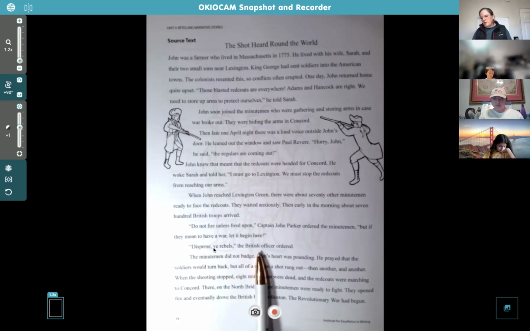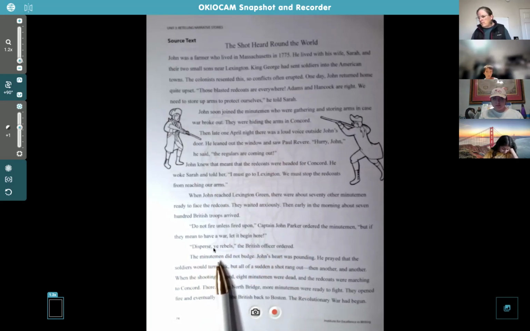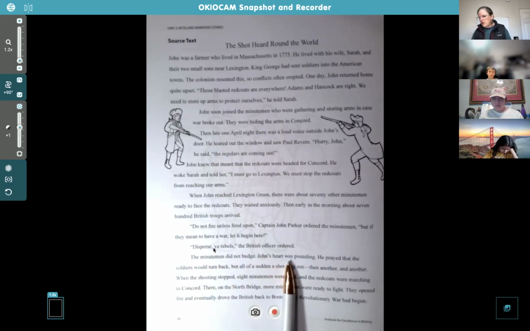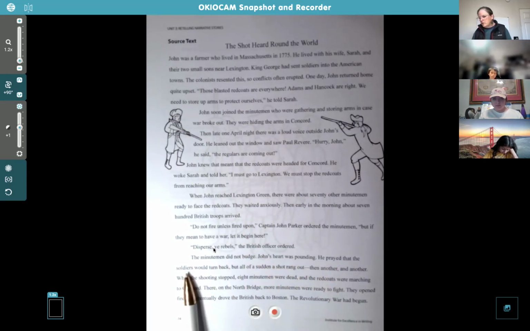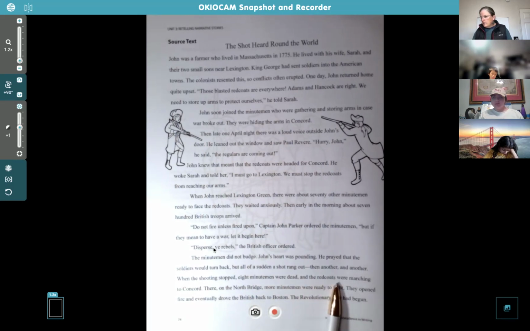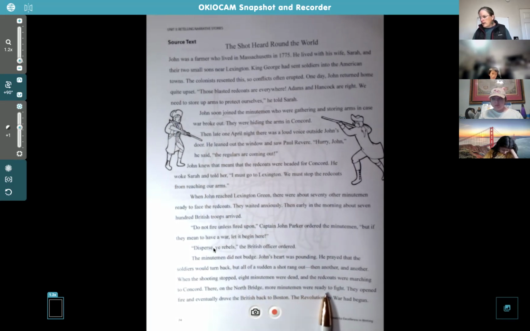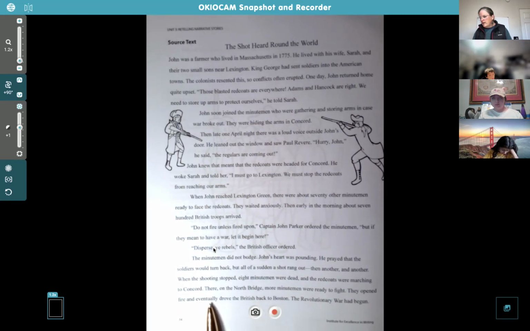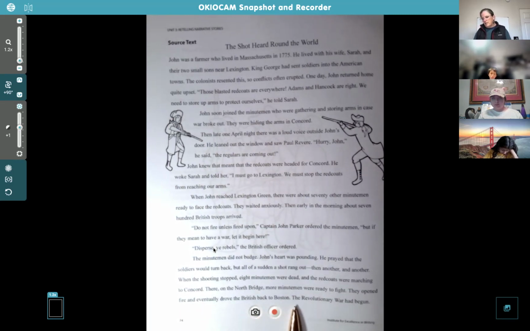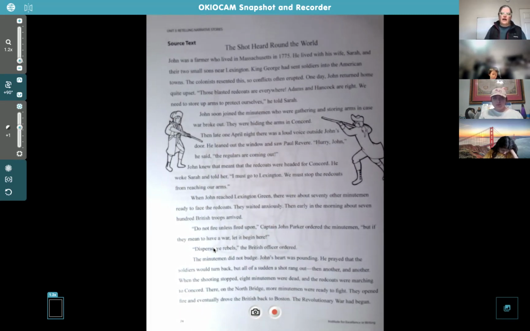"Disperse, ye rebels," the British officer ordered. The Minutemen did not budge. John's heart was pounding. He prayed that the soldiers would turn back, but all of a sudden a shot rang out. Then another and another. When the shooting stopped, 8 Minutemen were dead, and the Redcoats were marching to Concord. There, on the North Bridge, were Minutemen. More Minutemen were ready to fight. They opened fire and eventually drove the British back to Boston. The Revolutionary War had begun.